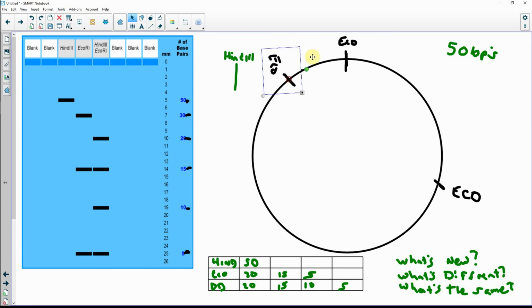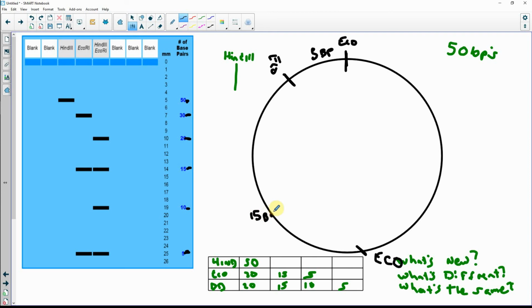Eco. So now this is a little bit more representative. From here to here is 5 bases. Does that sort of make sense? 15 bases. Again, let's try and make it to scale. We'll move this guy over here. So from this cut to this cut is 15 bases.